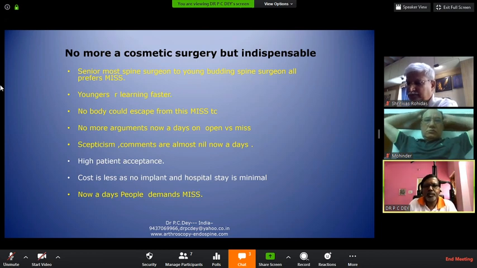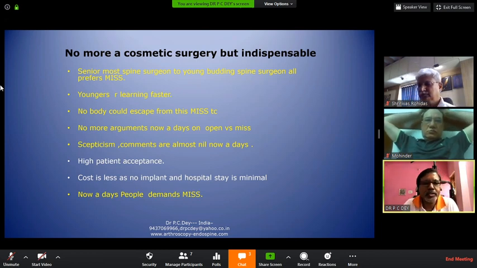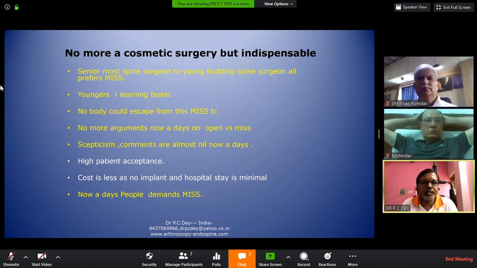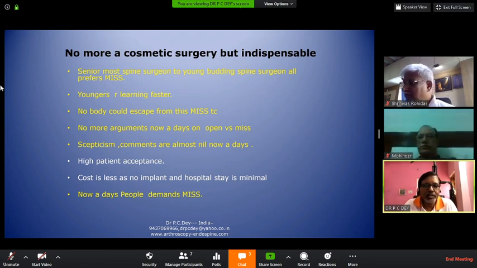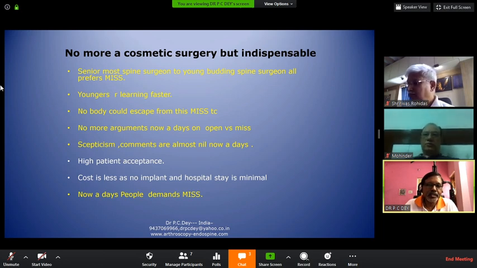So the beauty of this technique is this: most of the senior surgeons are now interested to learn, and most of the young surgeons want to make a career of this. They want to be endoscopic spine surgeons. Young surgeons are learning faster. Nobody can escape from this technique nowadays. This is because of the importance of this technique, the beauty of the technique, comfort, less complication.